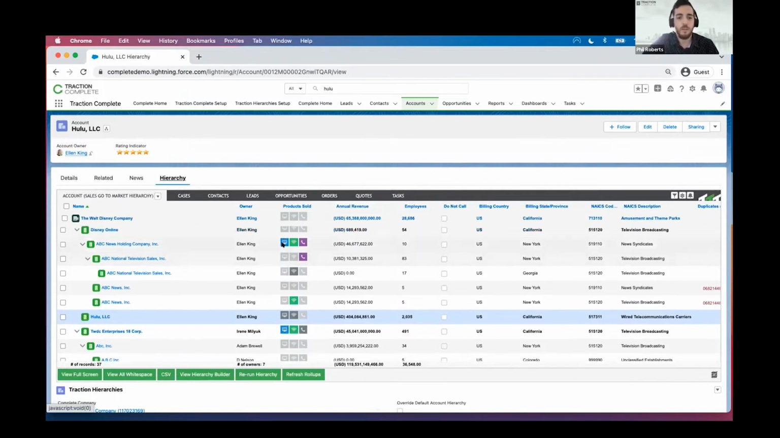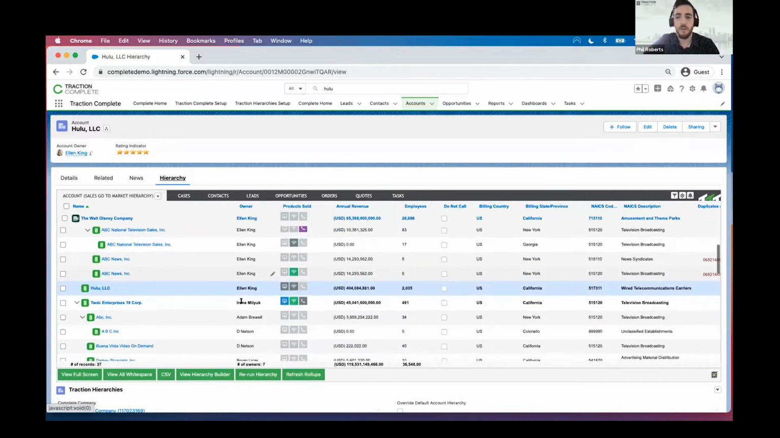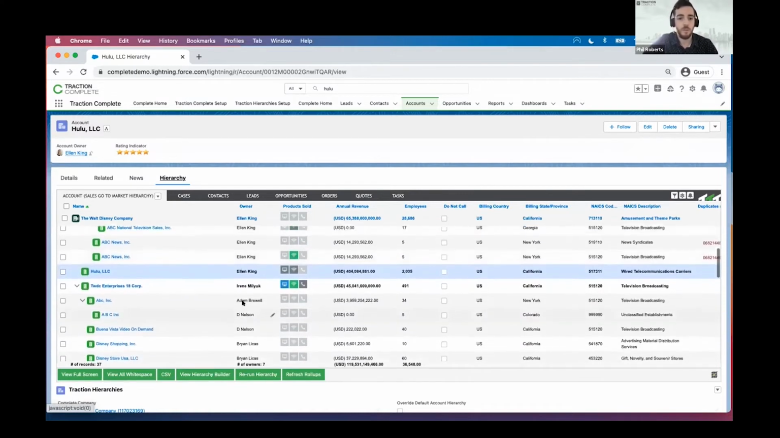So the colored icon means there's been a closed won opportunity across that account. Gray icons mean there's an open opportunity, and the transparent icons are white space where you can cross-sell and upsell into. So picture this scenario: you're an enterprise sales rep and you own the Walt Disney hierarchy and all the subsidiaries along that. From this view, I can see a very detailed snapshot of our relationship with that company.